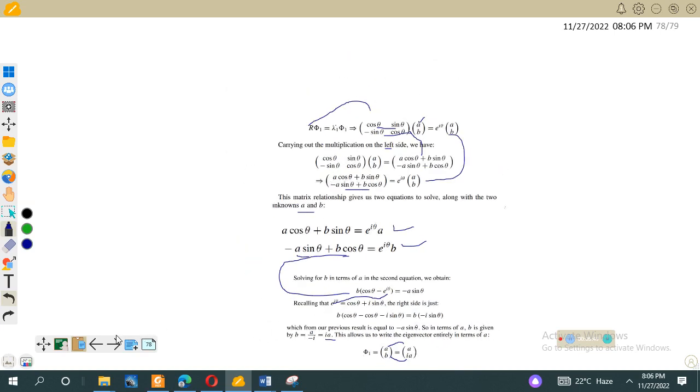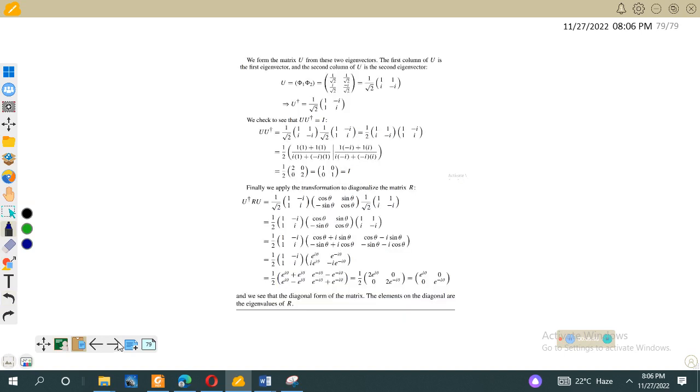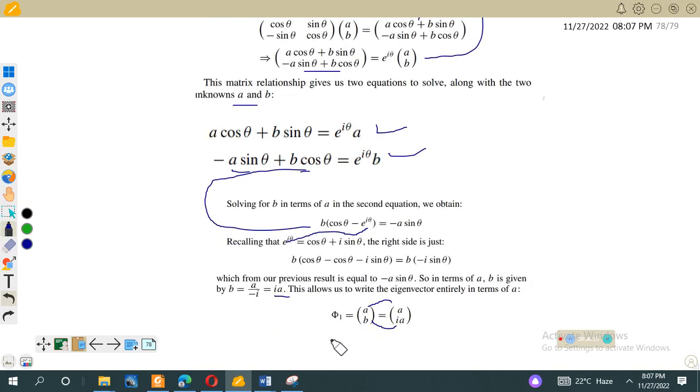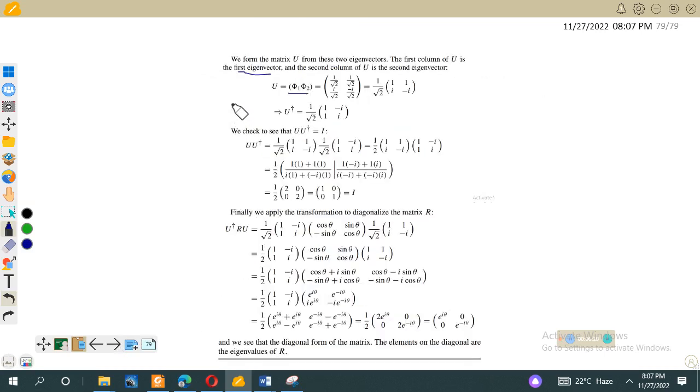Further, for the second eigenvalue, we form the matrix U from these eigenvectors. The first column of U is the first eigenvector, and the second column of U is the second eigenvector. So U will be equal to phi 1 and phi 2. So the first is phi 1 and the second is phi 2. If I go back, phi 1 over phi 2.